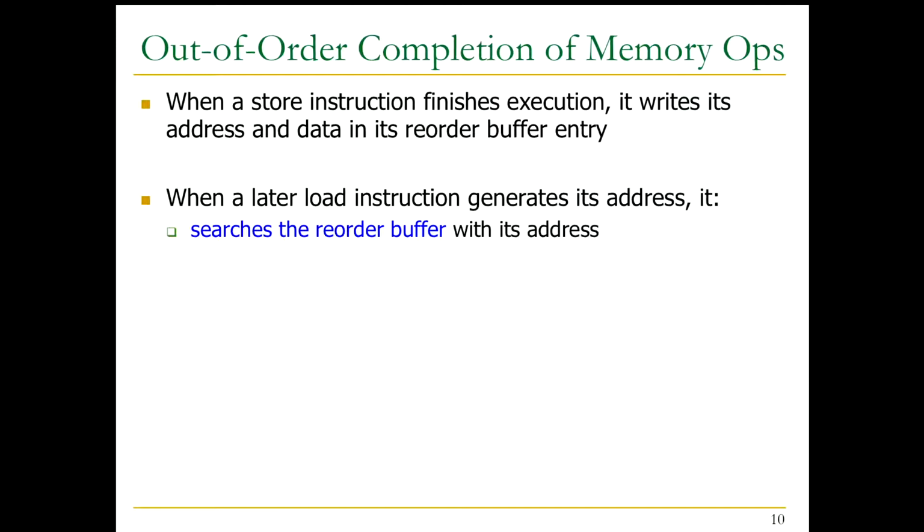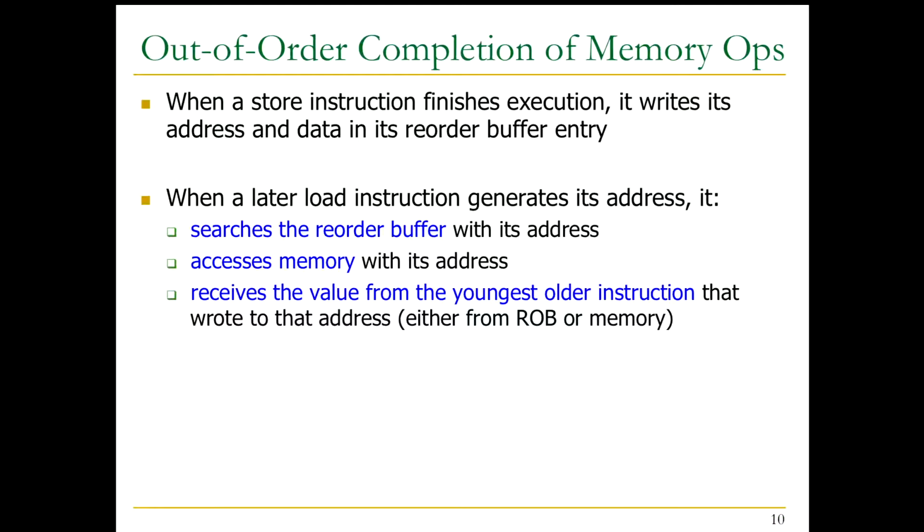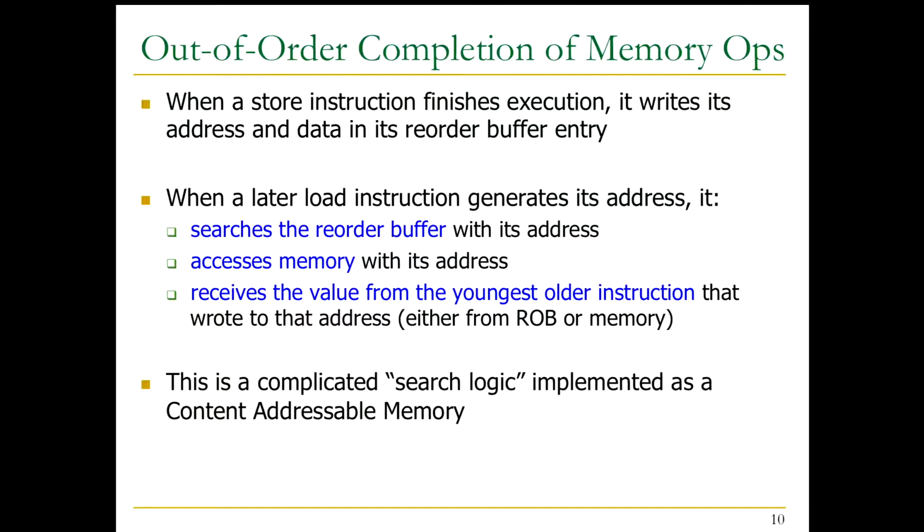Well, if you want to do the forwarding, the data is really either in the store reorder buffer entry or in memory. But if there's a store instruction in the reorder buffer entry, you'd better search the reorder buffer with the address and access memory with the address, and pick the one that's the youngest. Receive the value from the youngest, older instruction that wrote to that address, either from the reorder buffer or memory. So now you have a complication in the pipeline. I'll show this. Basically, this turns out to be a very complicated search logic implemented as content addressable memory, and it's very hard to get rid of this content addressable memory in the machine.